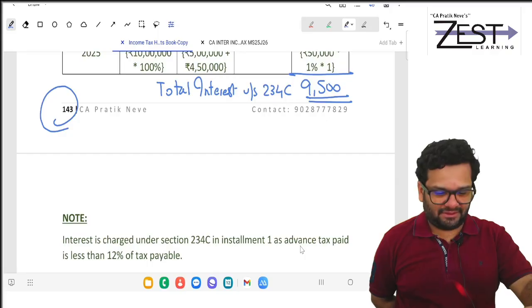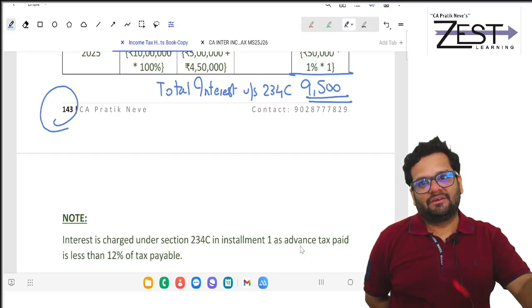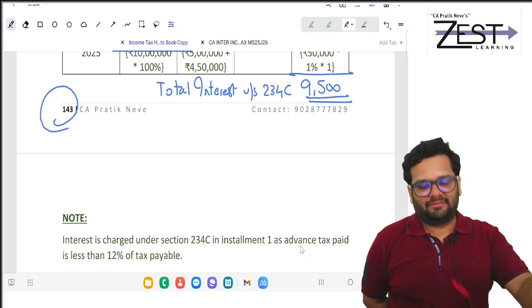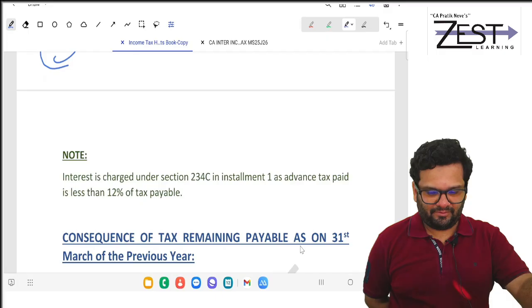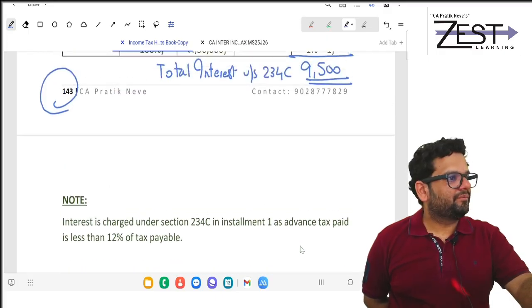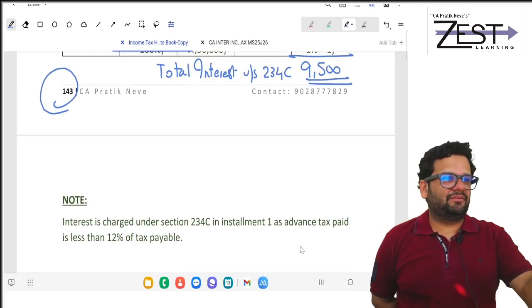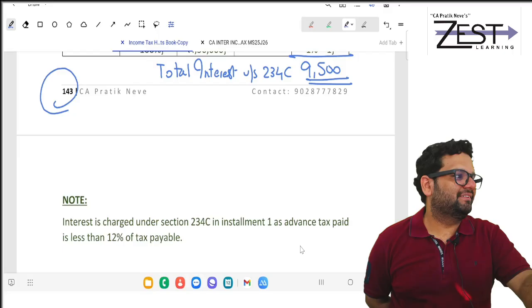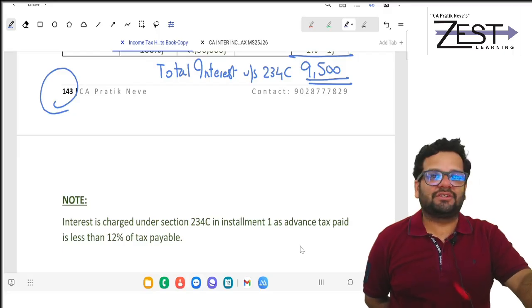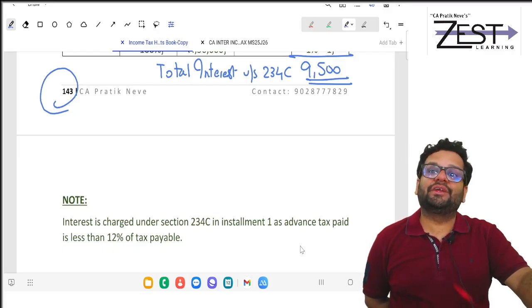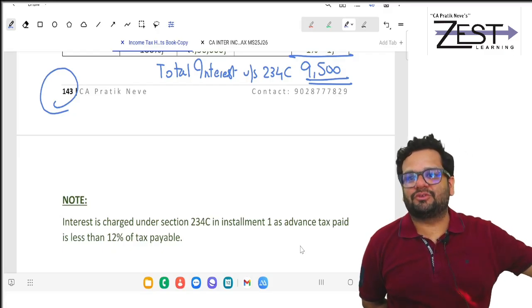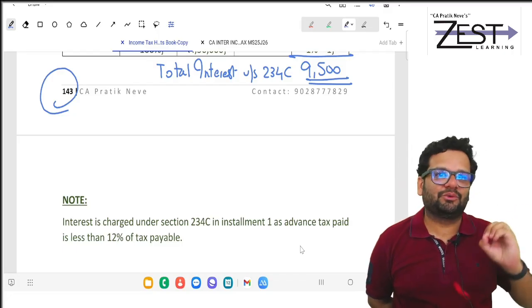Why is interest charged? If it was exact 1,20,000 paid in first installment, interest would have been 0. Even though there was shortfall of 30,000, interest would have been 0.